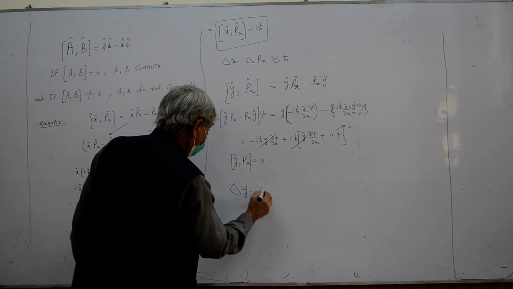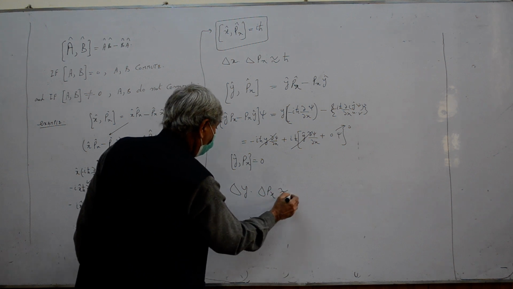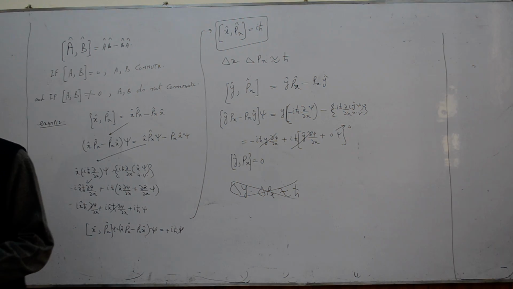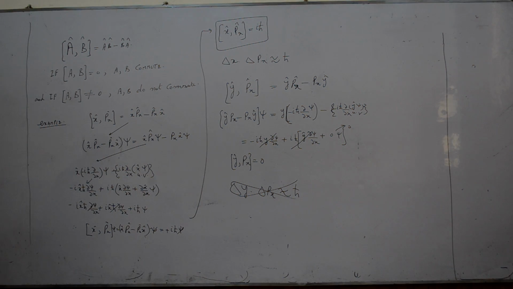It means that you will never see an expression like delta y, delta px is of the order of h bar. No, never. You will never see that. It means that the y component of position of a particle commutes with the x component of momentum of the same particle. It means the position y of the particle and the x component of the momentum can be measured with accuracy simultaneously and there will be no uncertainty in them.